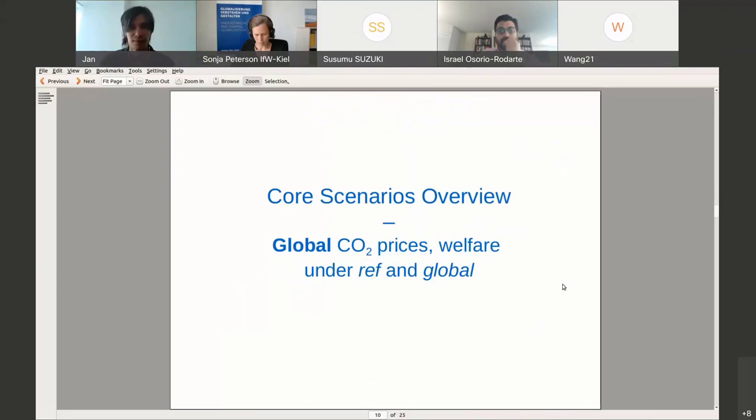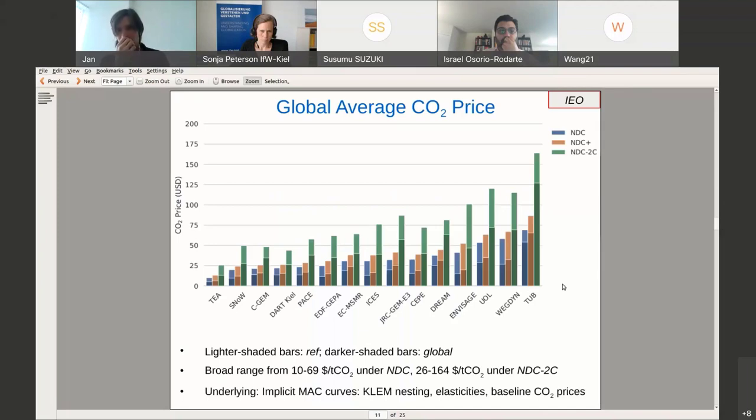So let's dive into the results. We will first look at global results for CO2 prices and welfare, and want to compare the reference situation with a full, or comprehensive, international emissions trading situation, which basically gives the frame for all the conceivable results within this exercise. So when you first look at global average CO2 prices, we see them here for the three different ambition levels, NDC, NDC 2, and NDC 2 degree, over the different participating multi-region models.